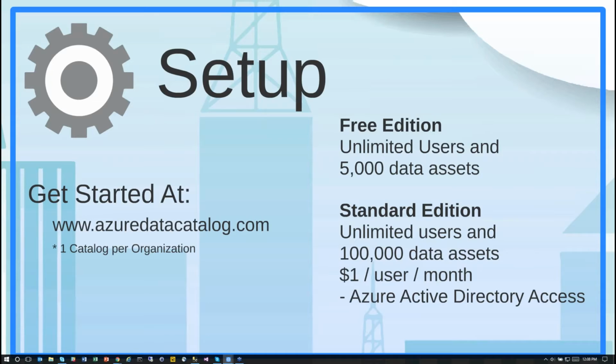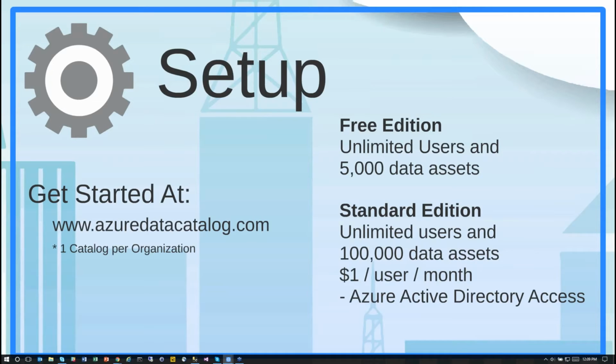In the standard edition, you've got unlimited users and 100,000 data assets. And there are two really big things in the standard edition. One is your Azure Active Directory access, so you're tied in a little better with security. But the bigger one to me is this notion of a glossary, which we'll talk about when we're annotating data. And again, standard edition is $1 per user per month. So you can see there both options available.